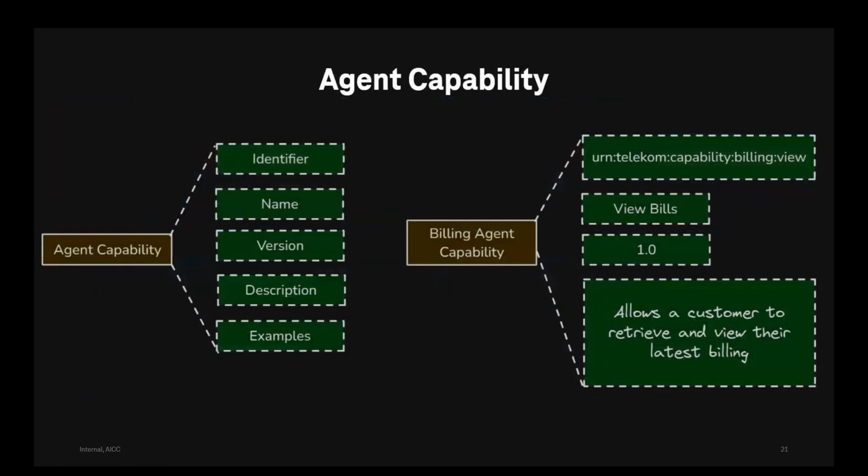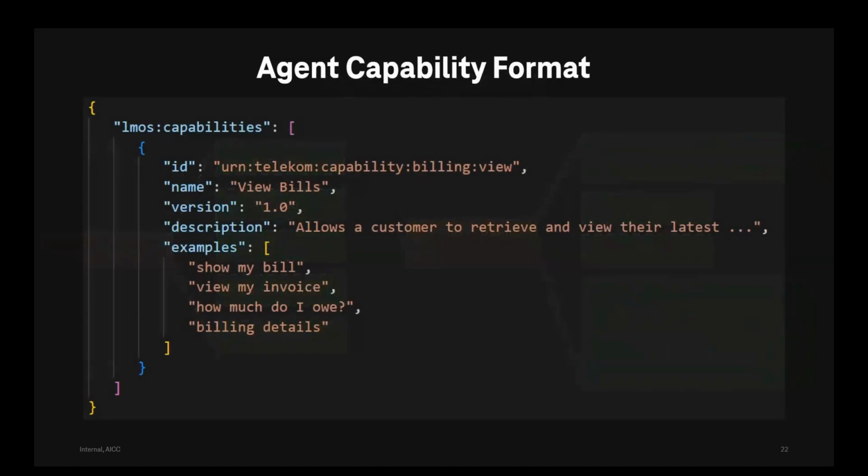And as said, agents are providing additionally the capability. A capability also has an identifier, a name, a versioning, a description, and examples. And this is what an agent is capable of internally. So if I have integrated APIs which allow me to retrieve billing information about the customer, the agent is providing this information in an additional JSON file.